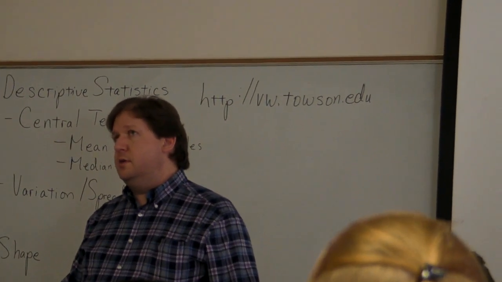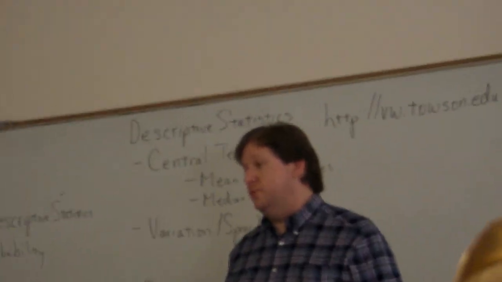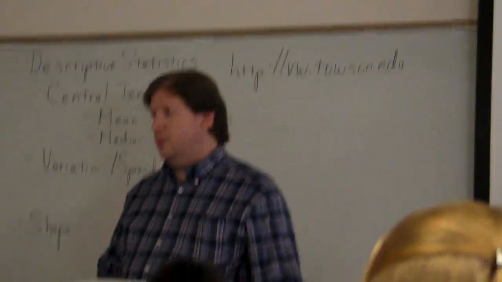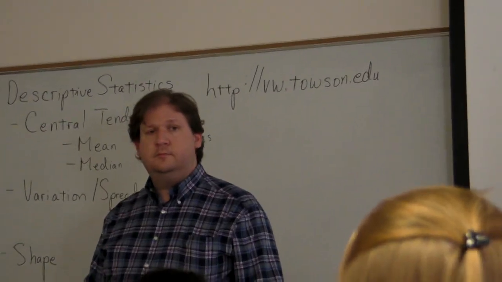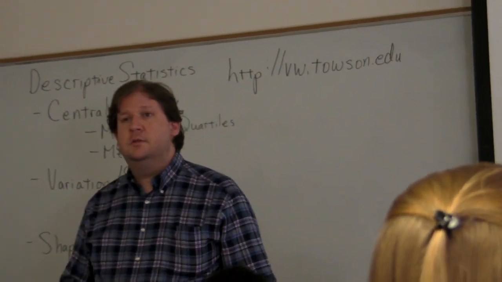The 75th percentile represents that 75% of the people are below that figure and 25% of your observations, or 25% of your sample, is above that figure. Any other questions?